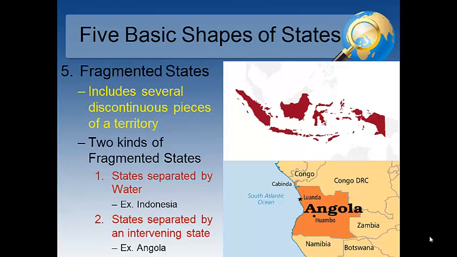Our second type of fragmented state is a state that is separated by an intervening state. I just talked about the Congo and how it is a prorupted state because it wanted to gain an advantage to get to the sea. Well, by doing that, it actually separated the country or state of Angola, and you can see there where Angola is literally separated by the Congo's protrusion.